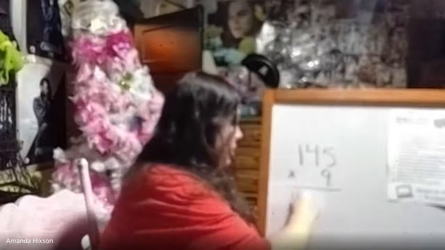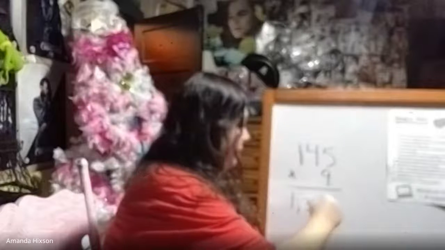And you could have done an input-output chart. 1 is 145. So 2 is 290. That's 2 times 145. 3 is 435. That's 3 times 145. And then you could have done 9. 9 times 145. That's right, 1,305.